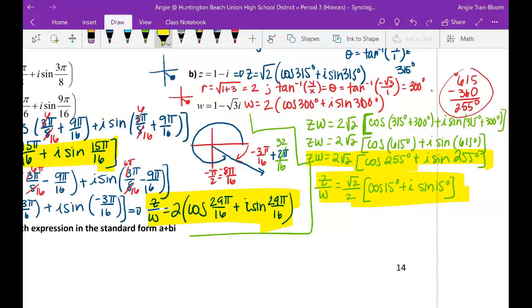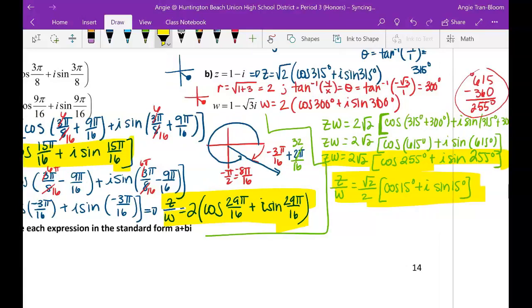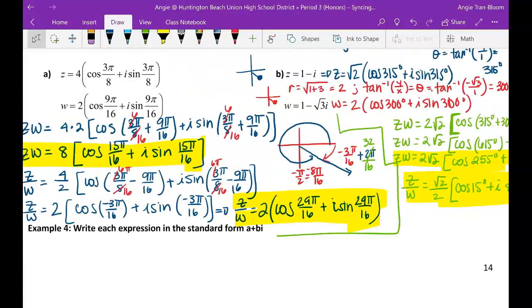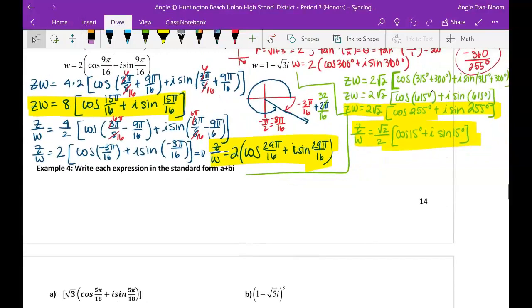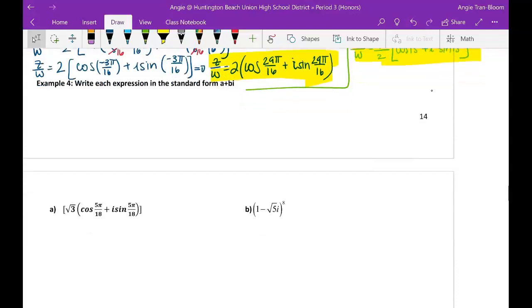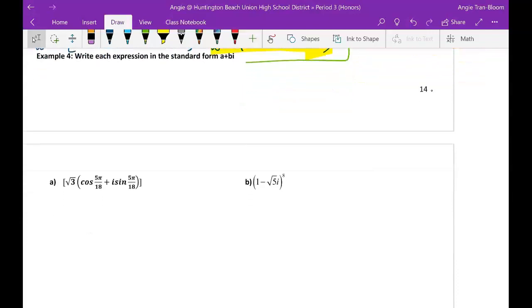Next, we are now going to work out example number 4. And did I tell you that if this is too fast, please do ask or just pause it? Example 4. Oh, my formatting. How frustrating is this?